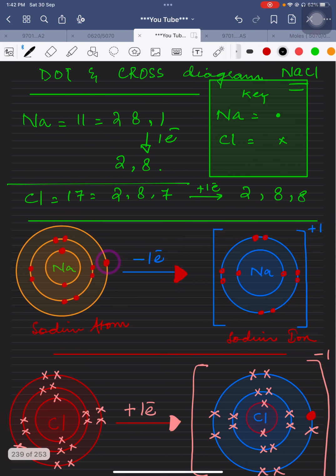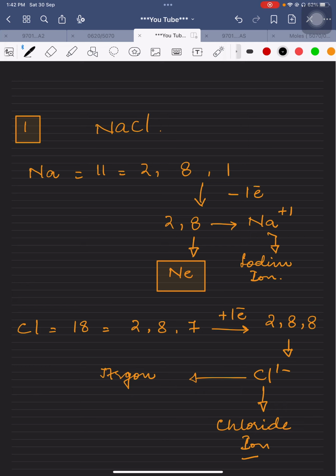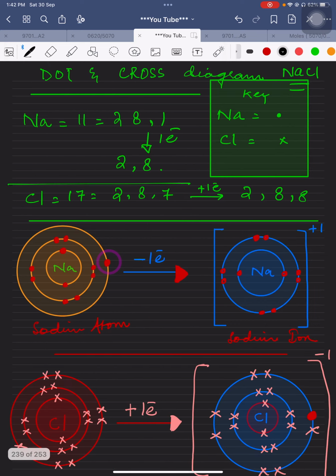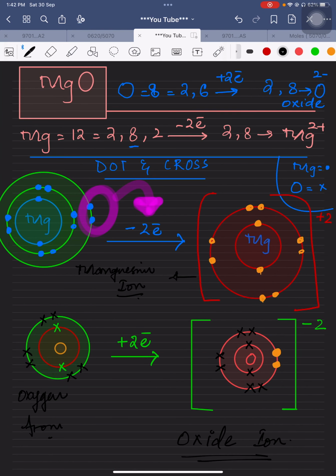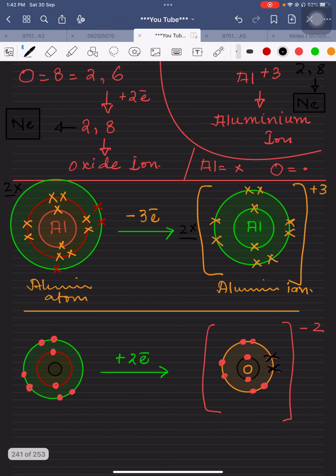But in the example of sodium chloride, you have seen that their electronic configurations are not matching the same element. In the case of chlorine, it is matching with argon, but in the case of sodium, it is matching with neon. So they are different from each other. Sometimes they are similar, whereas sometimes they are different. This is what happens in sodium chloride, but in magnesium oxide, both of them are matching with neon. In the case of aluminum oxide, they are matching with neon.